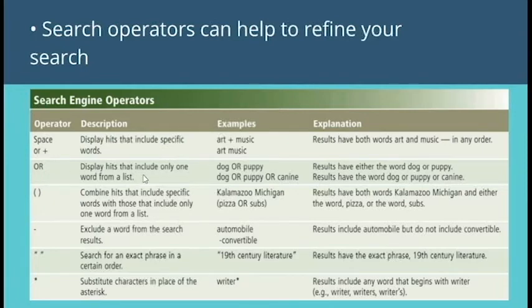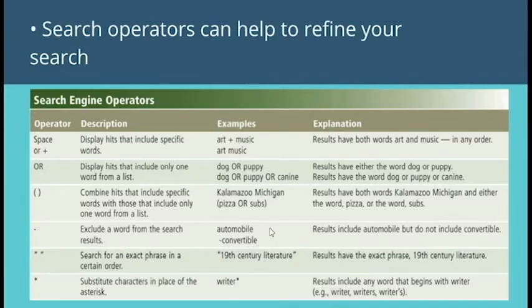Or you use or, it displays hits that include only one word from a list. So dog or puppy, results have either the word dog or puppy. So if gamit kag open close parenthesis, it combines hits that include specific words with those that include only one word from a list. And then kung magamit kag hyphen, exclude a word from the search result.